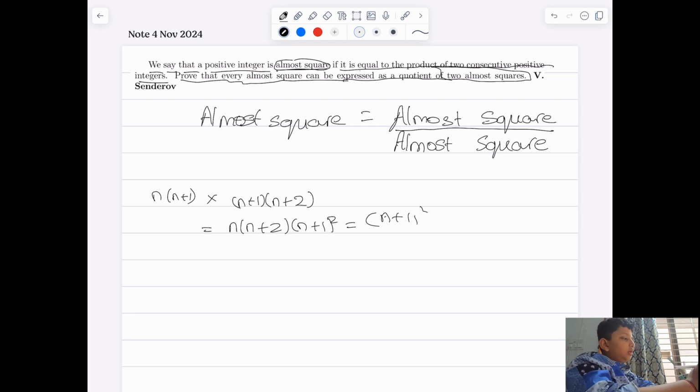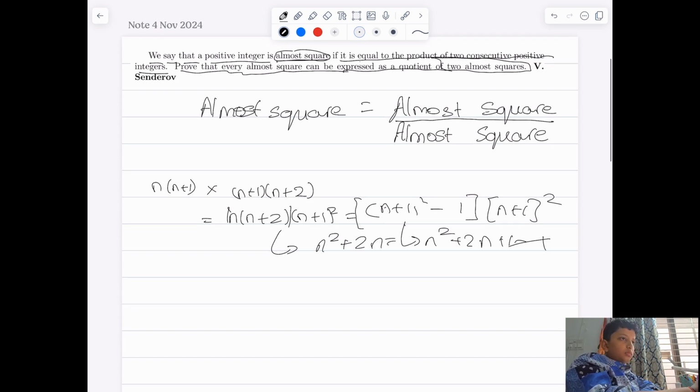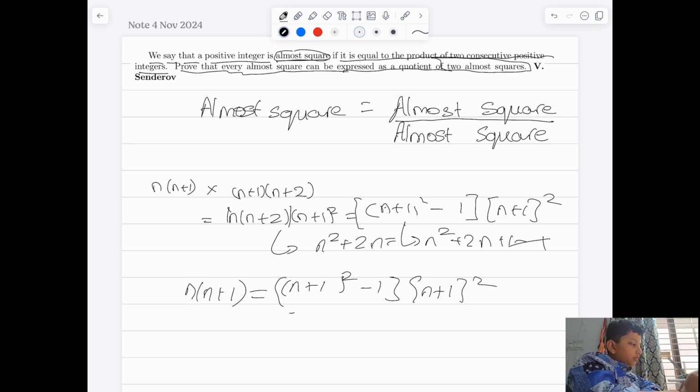And because this is n squared plus 2n, this is n squared plus 2n plus 1 minus 1. Right? Understood? So n plus 1 is equal to ((n plus 1) whole square minus 1)(n plus 1) whole square upon (n plus 1)(n plus 2). Okay? So this is our almost square.